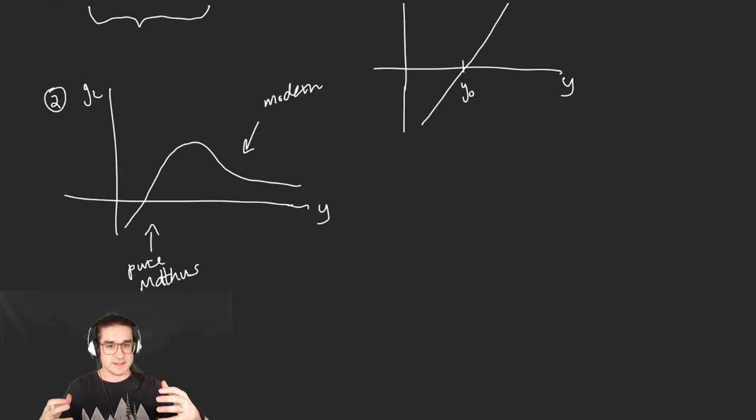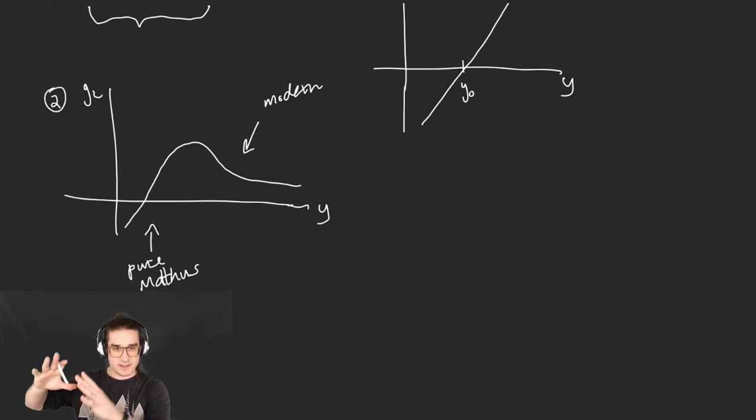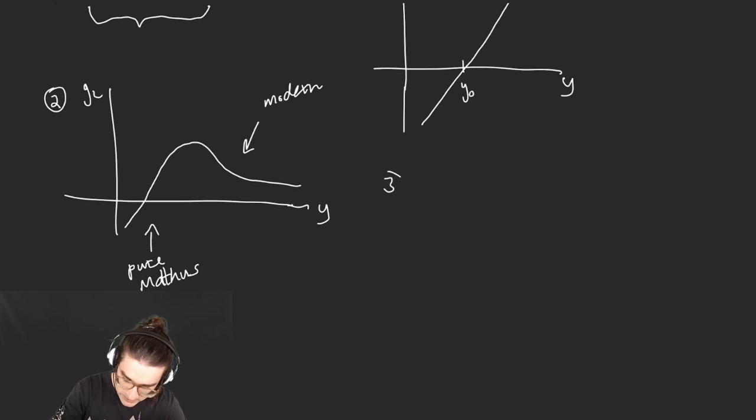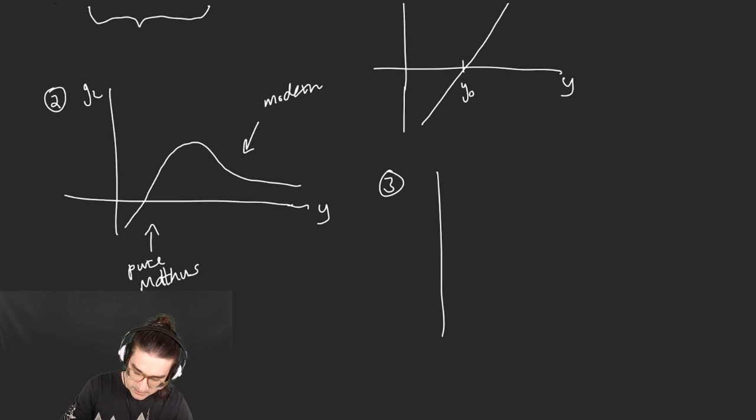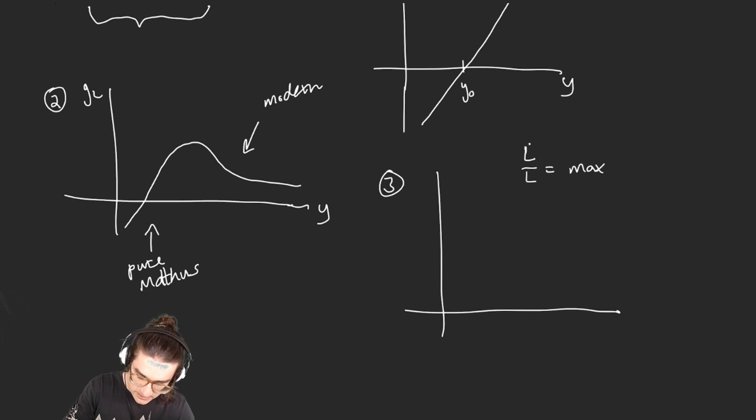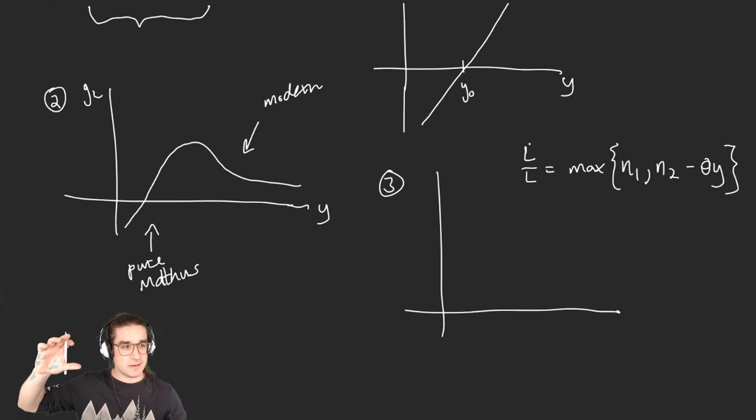So we can create a synthesis where before it looked like pure Malthus, and later on it was decreasing. And what was in the homework, where I threw a little bit of a curveball for you, was basically that max function. In the homework we said L dot over L was the max of N1 and N2 minus theta times y, something like that. So it's basically the max of some constant and this decreasing function.